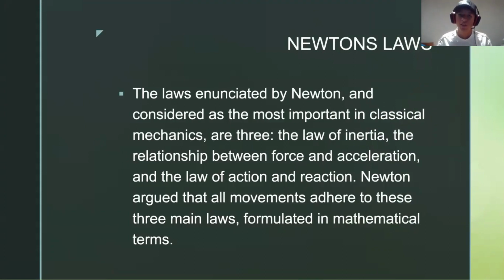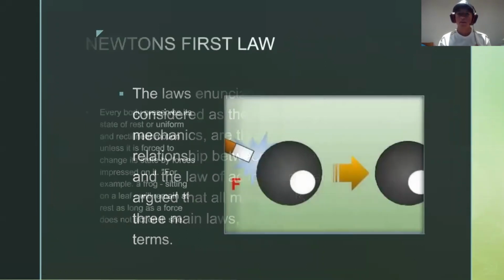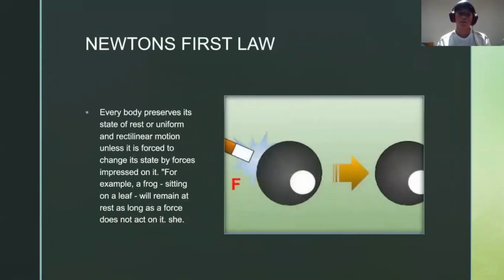Newton's laws, enunciated by Newton and considered the most important in classical mechanics, are three: the law of inertia, the relationship between force and acceleration, and the law of action and reaction. Newton argued that all movements adhere to these three main laws, formulated in mathematical terms. The first Newton's law says that every body preserves its state of rest or uniform and rectilinear motion unless it is forced to change its state by forces impressed on it.